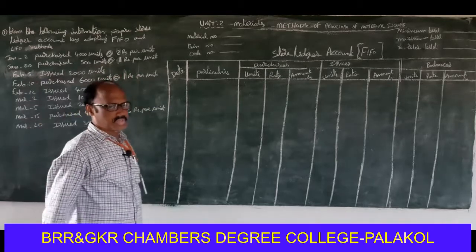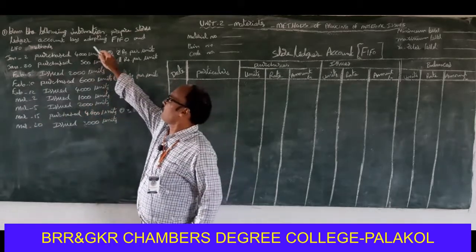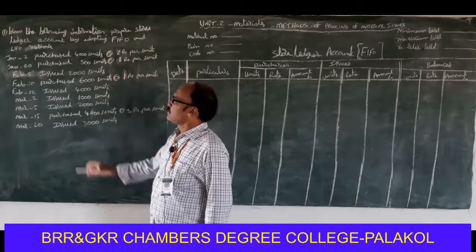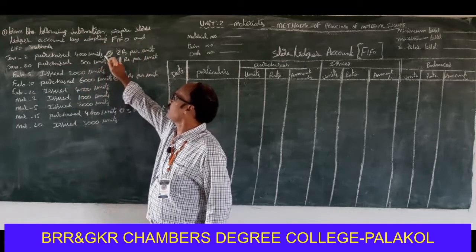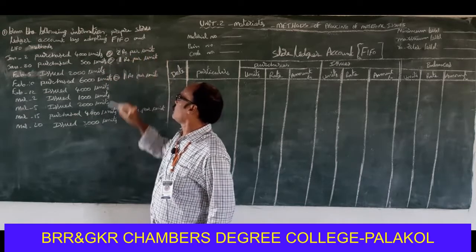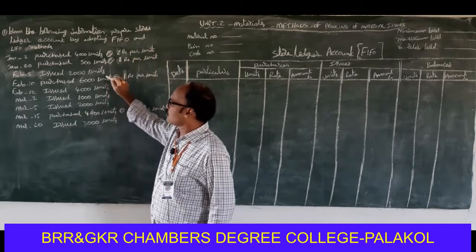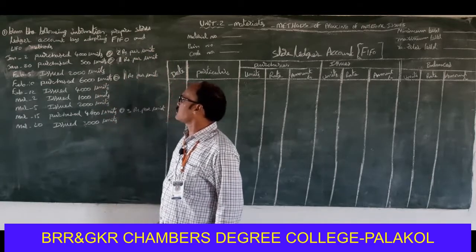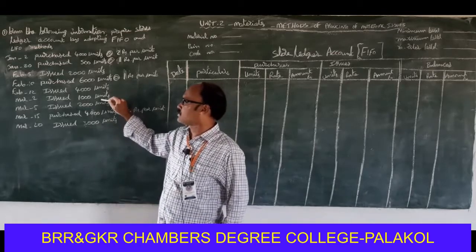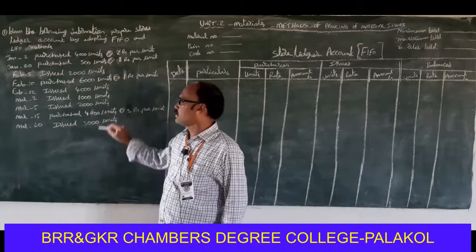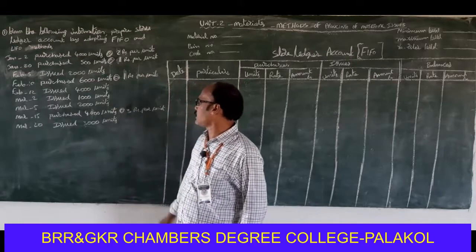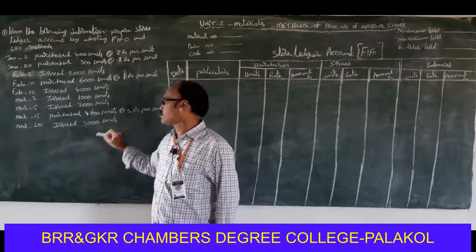For this exercise 1, look at the problem page. From the following information, prepare stored ledger account by adopting FIFO and LIFO methods. January 2nd purchased 4,000 units at the rate of 2 rupees per unit. 20th purchased 500 units at the rate of 1 rupee per unit. February 5th issued 2,000 units. February 10th purchased 6,000 units at the rate of 1 rupee per unit. February 12th issued 4,000 units. March 2nd issued 1,000 units. March 5th issued 2,000 units. March 15th purchased 4,000 units at the rate of 3 per unit. March 20th issued 3,000 units.